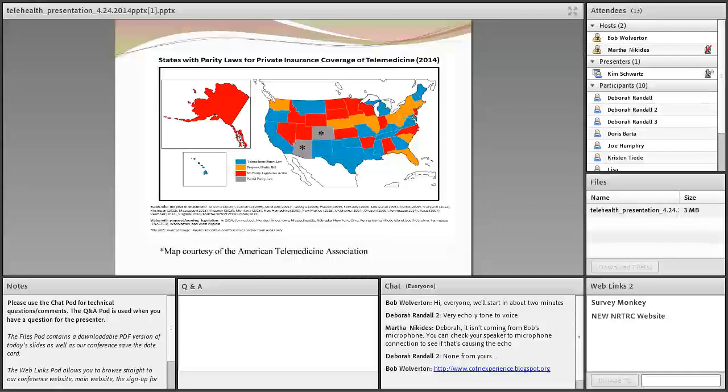Deborah's asking something about Florida, and there's really a great population need there in Florida for sure. Bob, can you tell what her question is? Yeah, Deborah commented that parity is unlikely in Florida this year. It looks like the legislature is not going to pass it. Right.